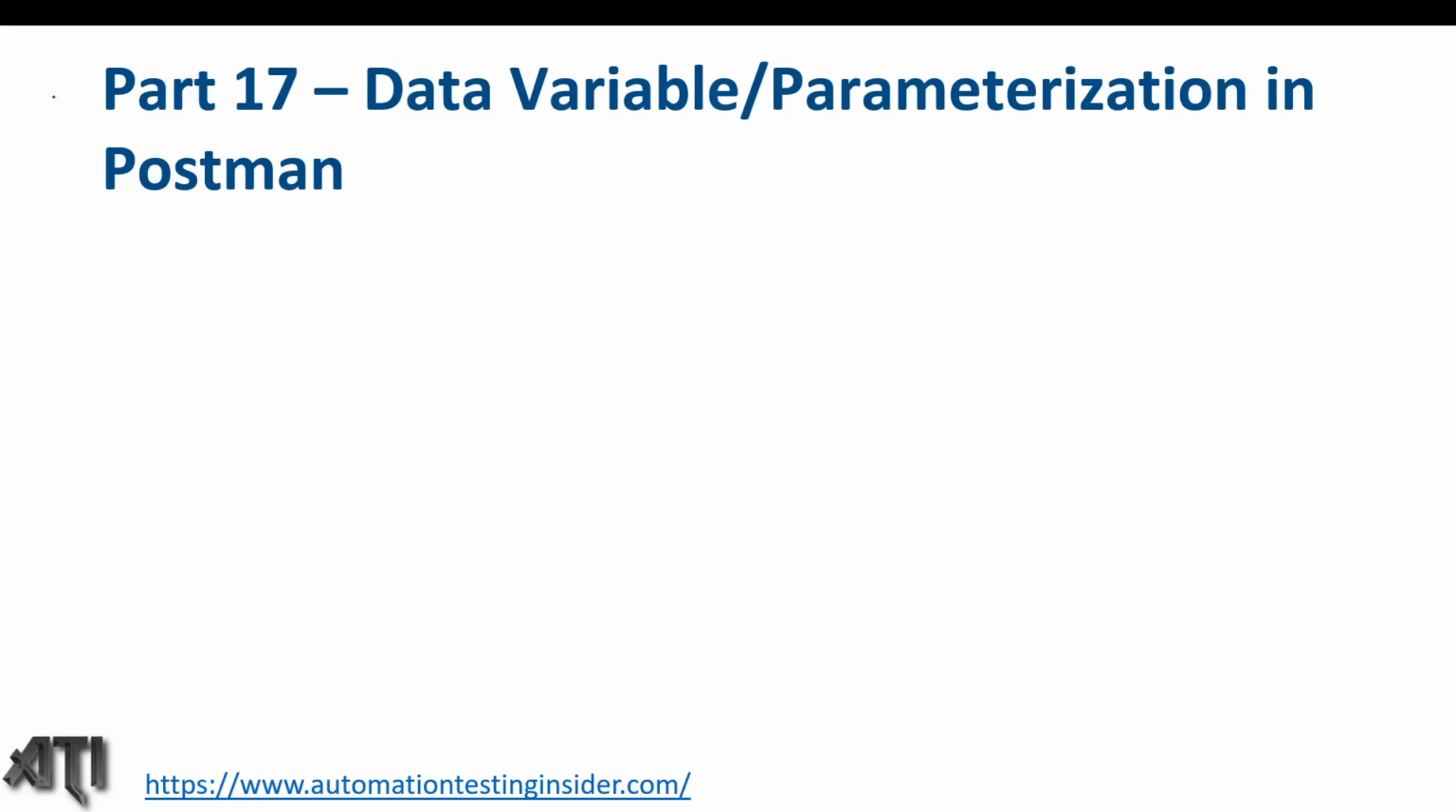So this is part 17 of the API testing series, and today we are going to talk about what is a data variable, or we can say what is parameterization in Postman. Earlier we have seen how to set an environment variable and a global variable in Postman. Now today we'll focus on how we can set the data variable. Okay, we'll understand what exactly this data variable is, and this concept is also called parameterization.